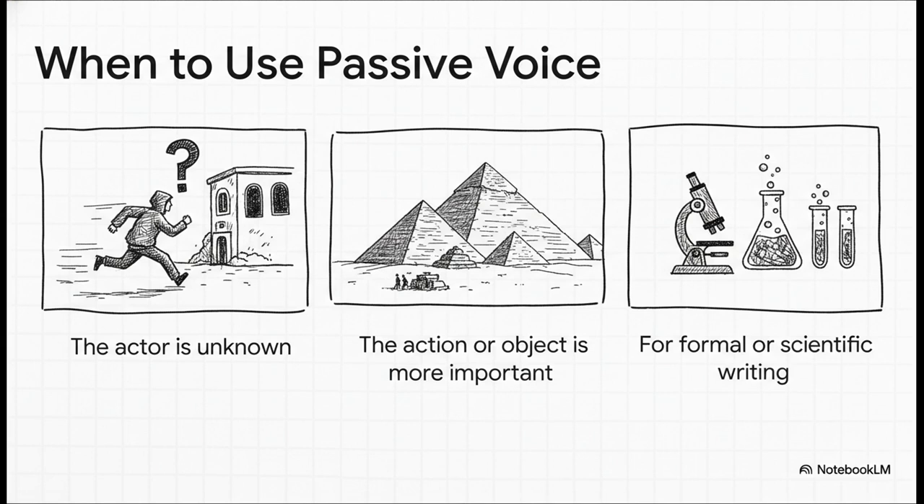So, when should you consciously choose to do this? Well, there are three main reasons. Number one, when the actor is a total mystery, just like our bank robber. We don't know who did it, so we can't say. Number two, when the action or the object is just way more important than who did it. I mean, we care that the pyramids were built, not so much about the individual workers.